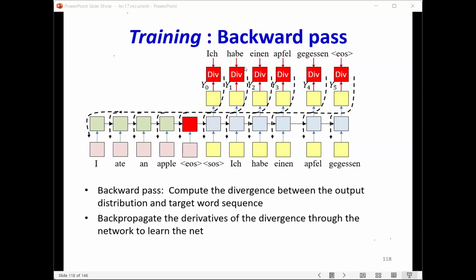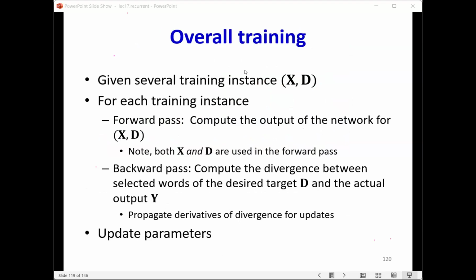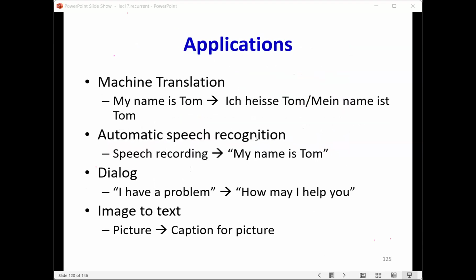Okay. And so that's basically what we do. There are some engineering tricks which I won't get into, but here's the overall training. You're given several training instances of input and output sequences. In the forward pass, you compute the output, but observe that both X and D are used in the forward pass, unlike in your standard training, where D is the desired output. And then in the backward pass, you compute the divergence and propagate derivatives backwards.